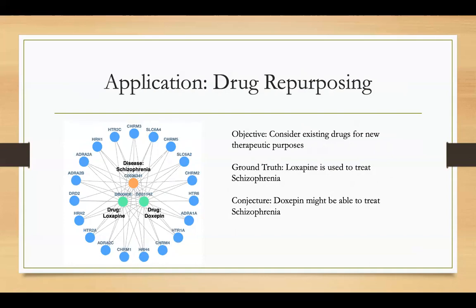Drug repurposing has received a lot of attention from pharmaceutical companies because it is important to consider existing drugs for new therapeutic purposes. Take the motif-clique in the graph as an example. We know that loxapine is used to treat schizophrenia. Based on the motif-clique, we can make a conjecture that doxepin might be able to treat schizophrenia as well.